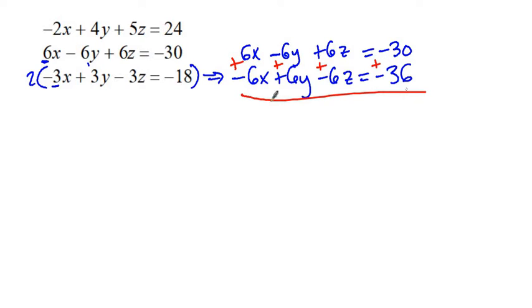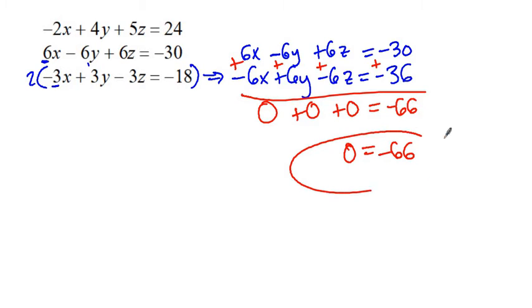So 6x plus -6x is 0. -6y plus 6y, that's also 0. 6z plus -6z, that's also 0. And -30 plus -36 is -66. So obviously we have a problem here. We're ending up with 0 equaling -66.